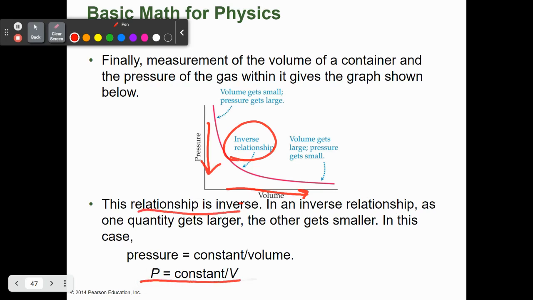And then here is our equation. The pressure is equal to some constant divided by the volume. So if it's an inverse relationship, you're going to get that hyperbola. Remember those are from, that's not geometry, that's algebra 2. But that's a hyperbola. So as one thing goes up, the other thing goes down, and you make that hyperbola type shape.